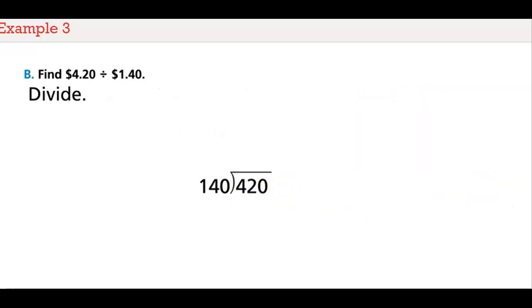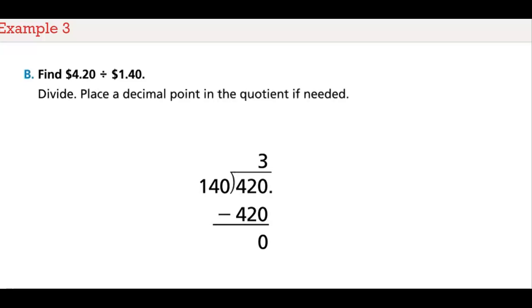Now it's time to divide. 3 times 140 is exactly 420, so 3 is the quotient. There is no remainder. You may need to place a decimal point in the quotient directly above the decimal in the dividend. In this problem, a decimal point is not needed. So, $4.20 divided by $1.40 equals 3.